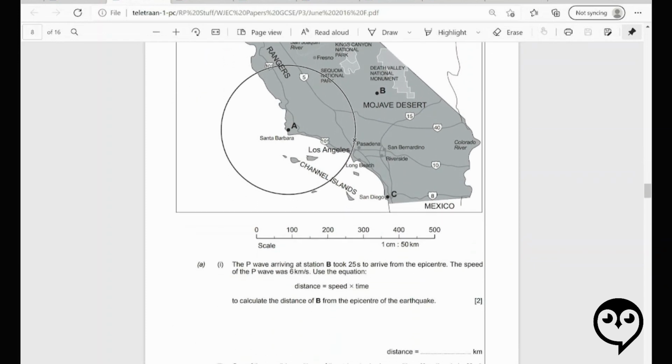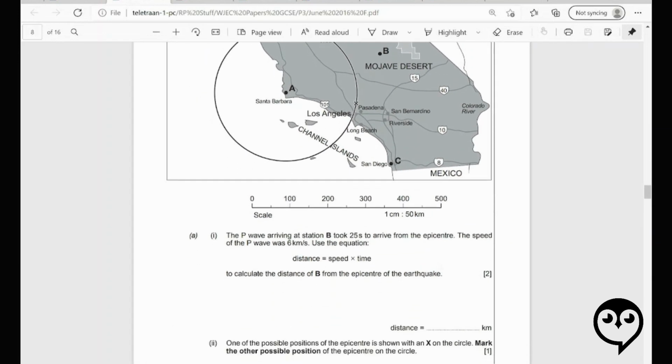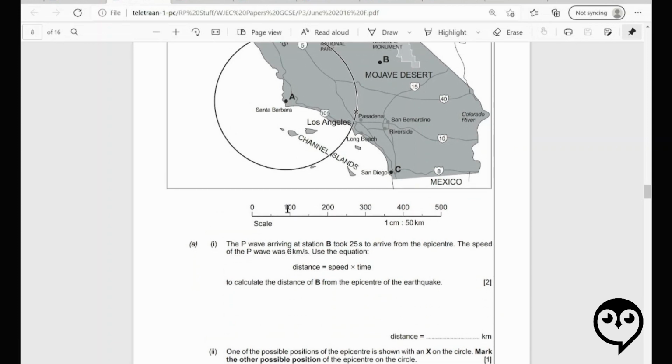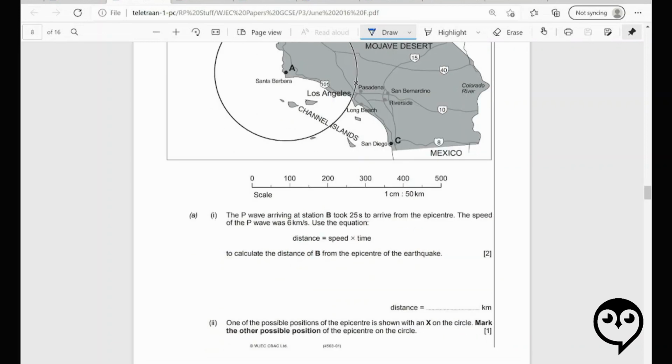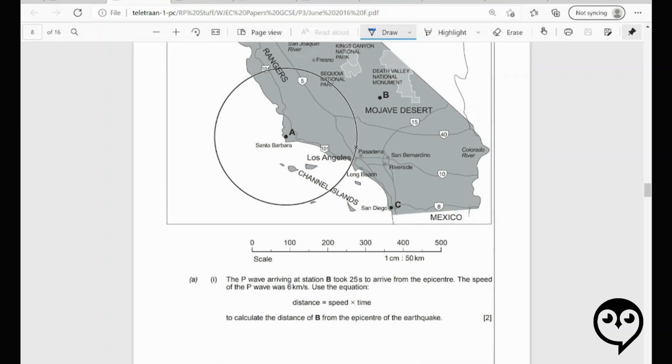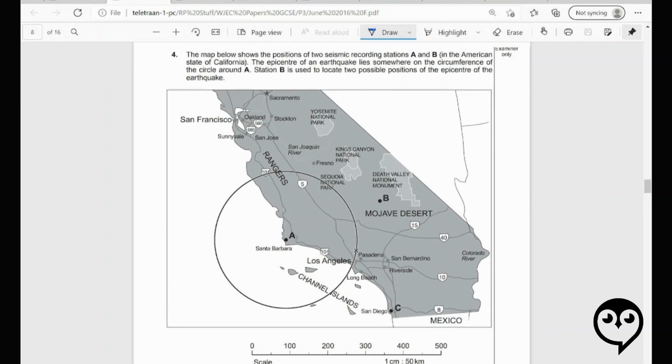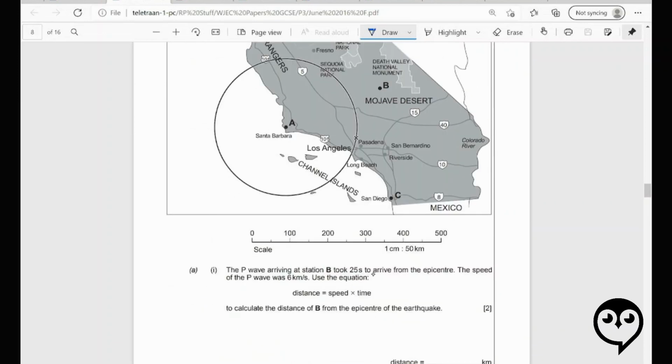Okay, let's see. I know I've seen some questions where you need another piece of paper to use this scale. Let's just see what they want here. The P wave arriving at station B took 25 seconds to arrive from the epicenter. I've got an X there. Is the epicenter at the X? Took 25 seconds to arrive. The speed of the wave is 6. Okay, so we've got that. Use the equation to calculate the distance of B from the epicenter. So 6 kilometers per second times 25 seconds, that's 150 kilometers.